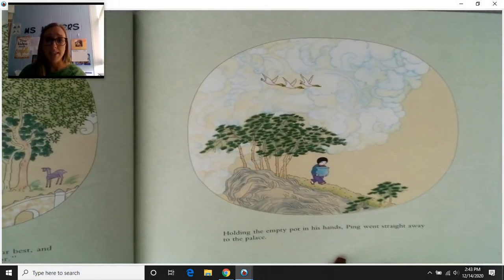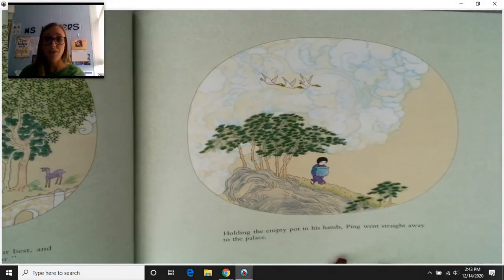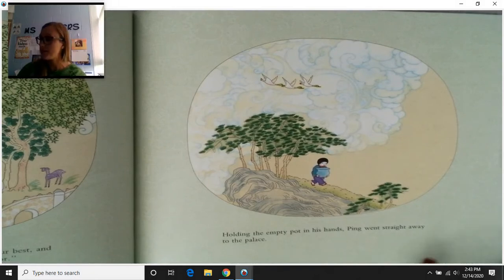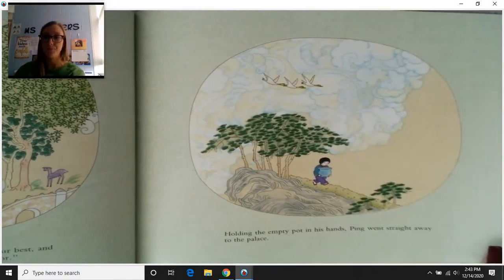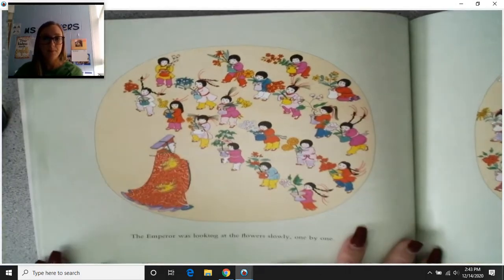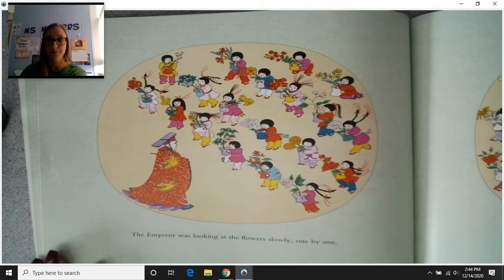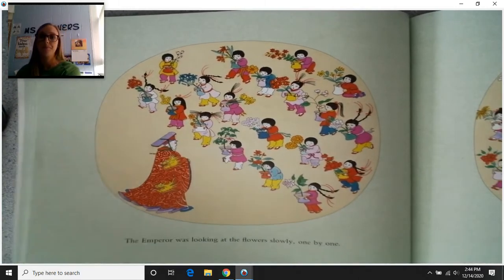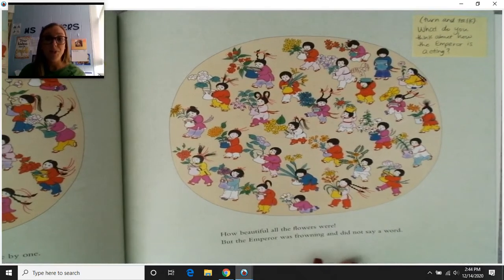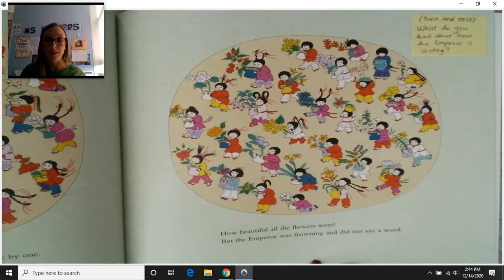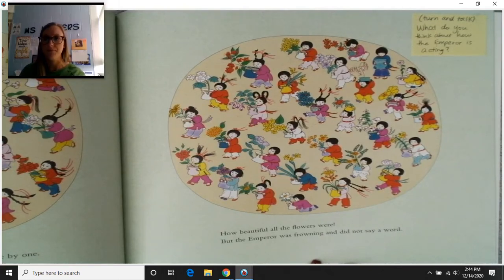Holding the empty pot in his hands, Ping went straight away to the palace. The emperor was looking at the flowers slowly, one by one. How beautiful all the flowers were! But the emperor was frowning and did not say a word.